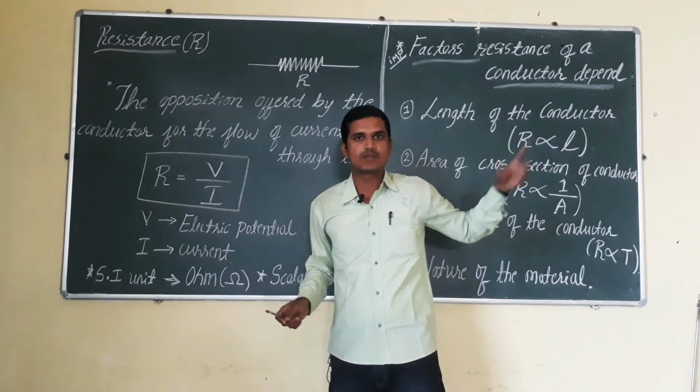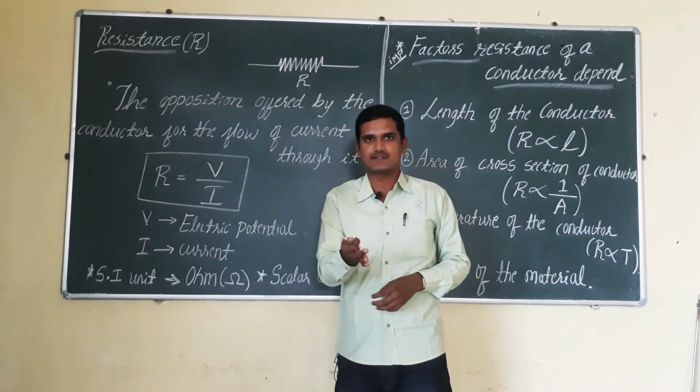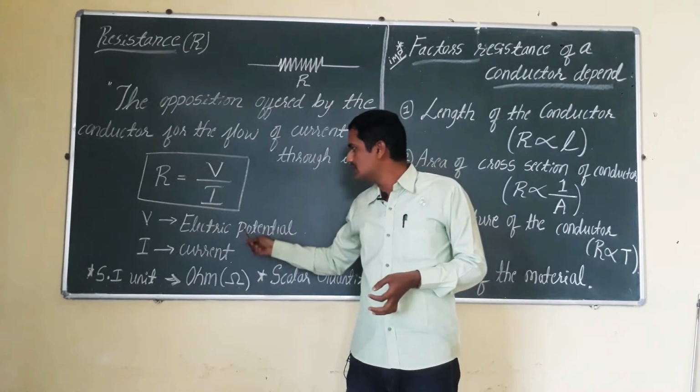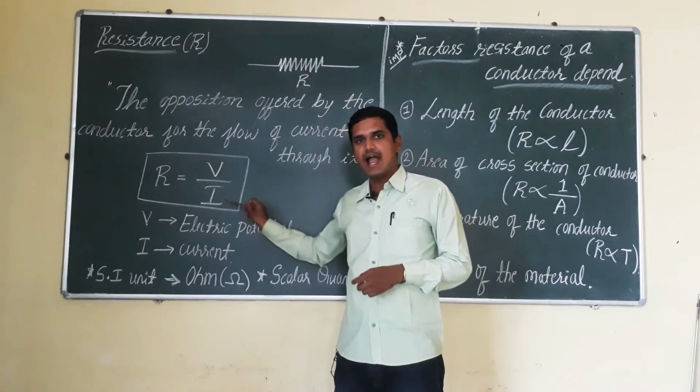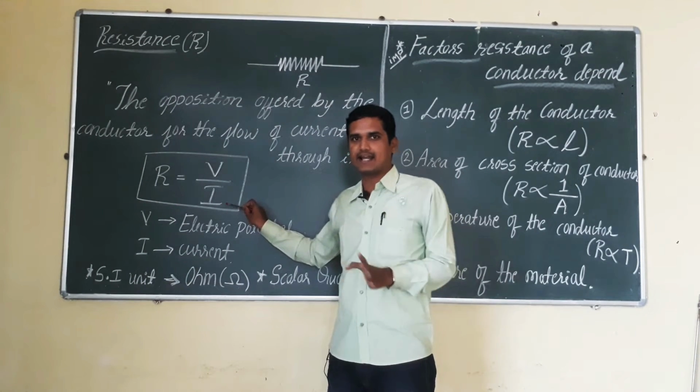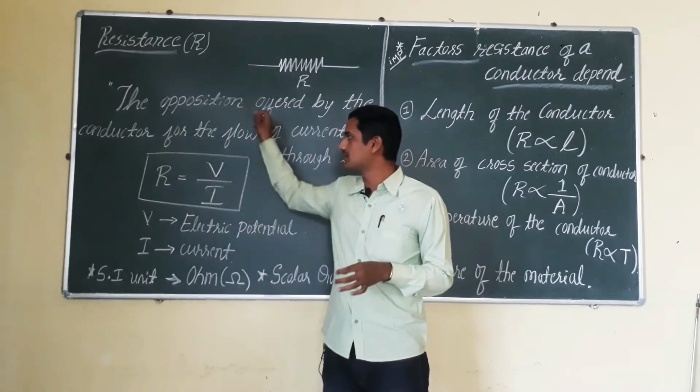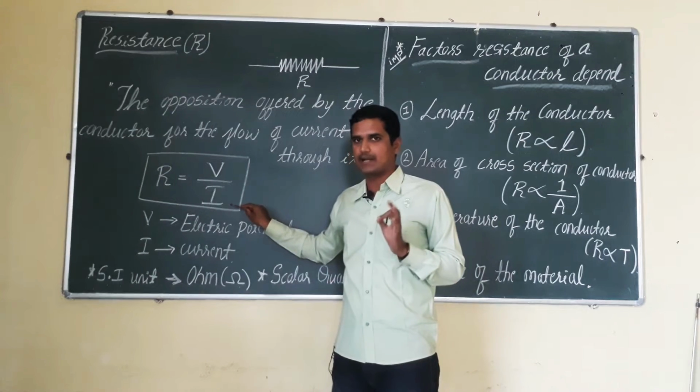For home purposes you can make use of 220 to 240 volts. It depends upon the situation. So V indicates the electric potential and I indicates the electrical current. So simply we can say the formula of resistance is R = V / I.